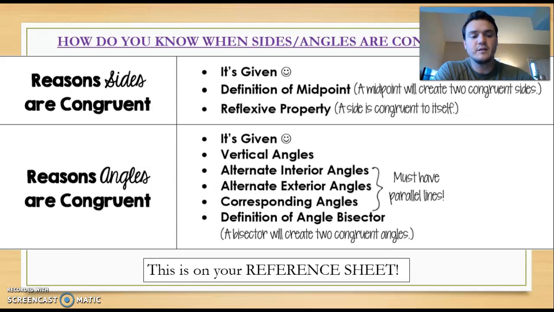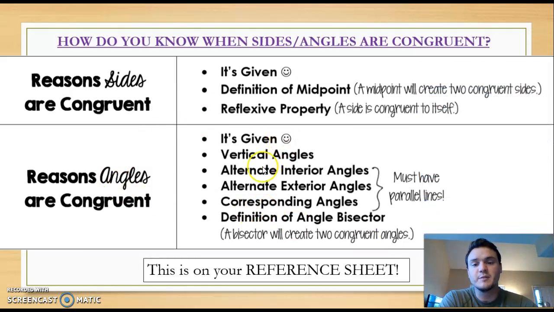Now, these reasonings here are something that we're going to be using more specifically in proofs, but this is also on your reference sheet. A reason why sides can be congruent is that it's given. So if they deliberately tell you, or there are congruency marks on there, that means the sides are congruent. Another way you know sides are congruent is if they tell you some point is a midpoint. That means that point is right in the middle of two other points, so it creates two sides on either side of the midpoint that are congruent. And we'll look at examples of these too.